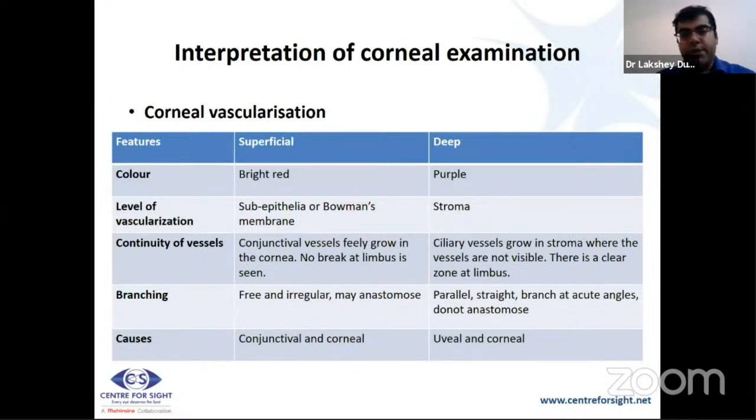In contrast to this, deep vessels grow from the ciliary vessels in the stroma. They are at the level of stroma, purple in color, parallel, straight, and they branch dichotomously at acute angles. The causes are usually corneal or uveal.